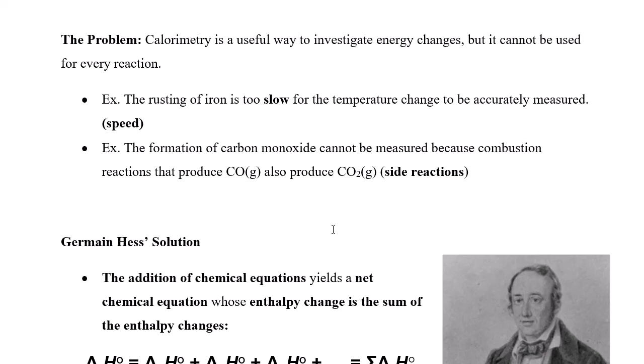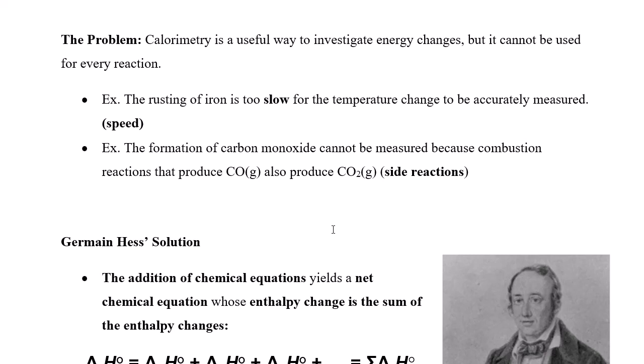So sometimes the reaction is really slow, like in the case of oxidation of iron. Or sometimes when we do the reaction that we're trying to study, there are other side reactions that happen as well. So if I use calorimetry to try to find the enthalpy of the reaction, I won't be able to separate out the reactions that I know.